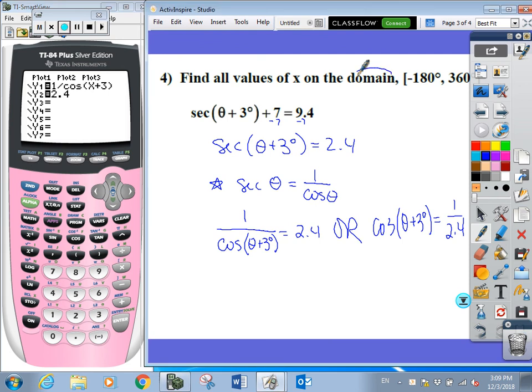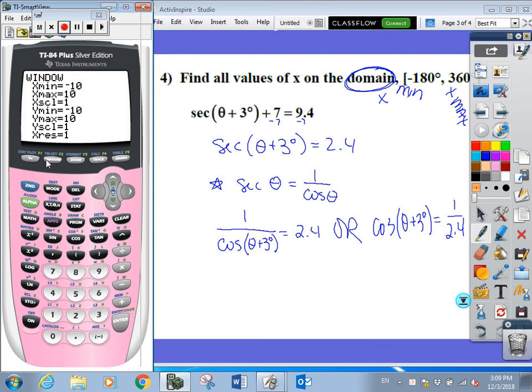This is going to be domain, so my x min and my x max. So, window. The lowest number I care about is negative 180. The highest number I care about is 360. And now I can graph that. And that's what it looks like. So between that domain, I'm going to have 1, 2, 3 answers.